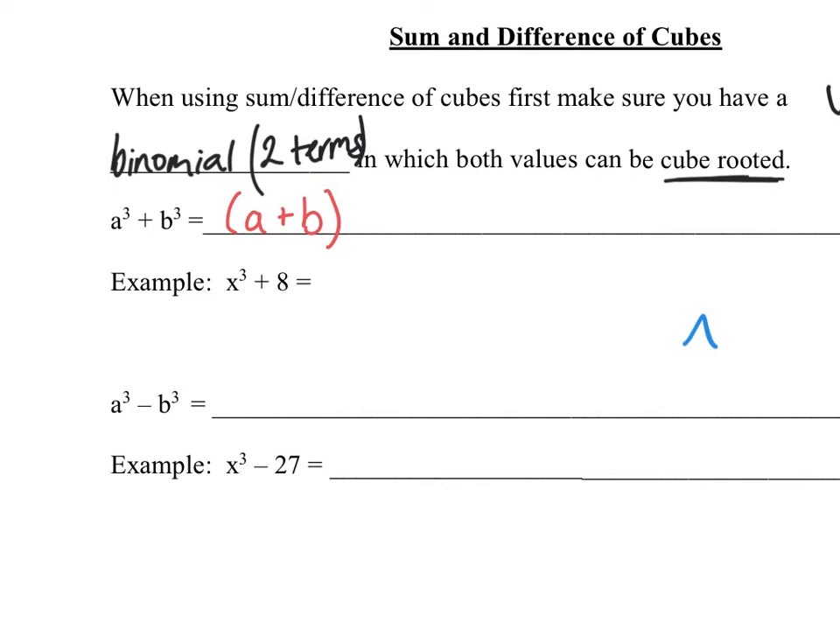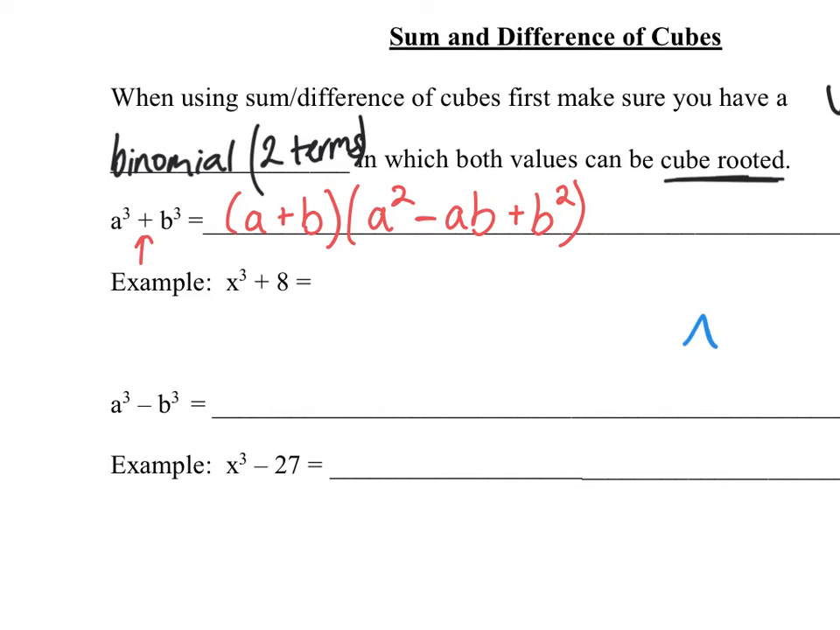So for a to the third plus b to the third, this is the formula for sum of cubes, because this is addition. We've got a plus b in parentheses, so first term plus second term, times first term squared, minus the two terms multiplied together, so minus ab, plus b squared. Okay?